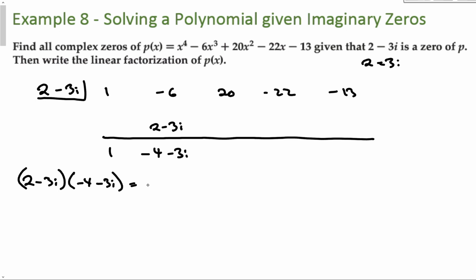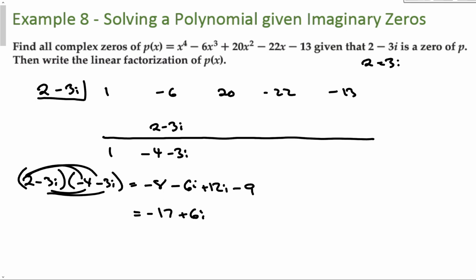Okay, so this gives me negative 8 minus 6i plus 12i plus 9i squared, which turns into minus 9, which gives me a negative 17 plus 6i, which goes here, minus 17 plus 6i. Okay? Add the real parts together, and we get 3 plus 6i.